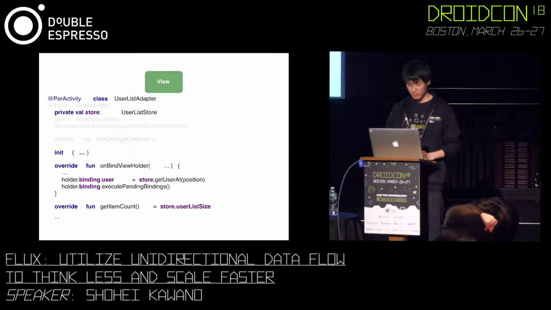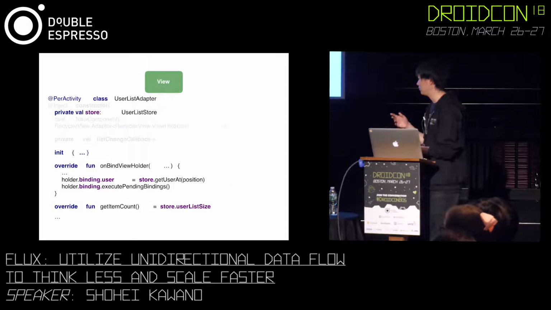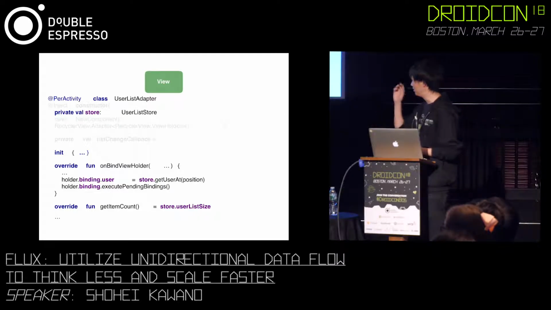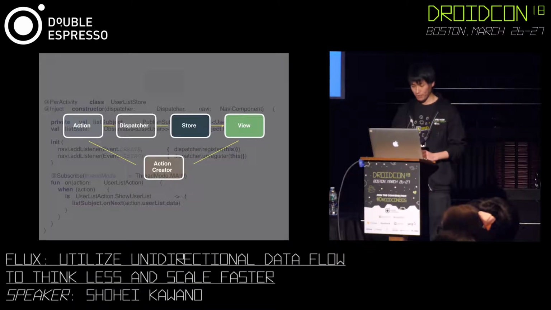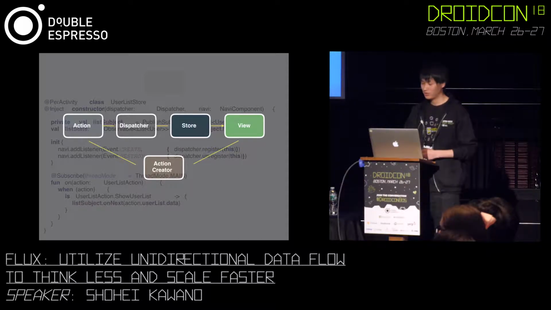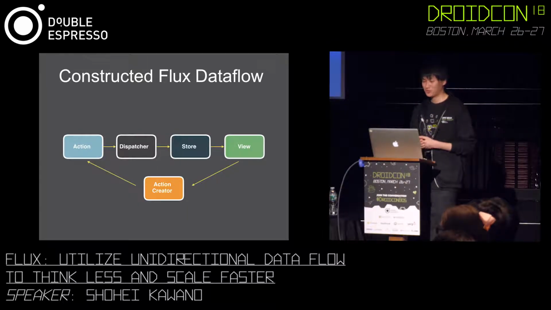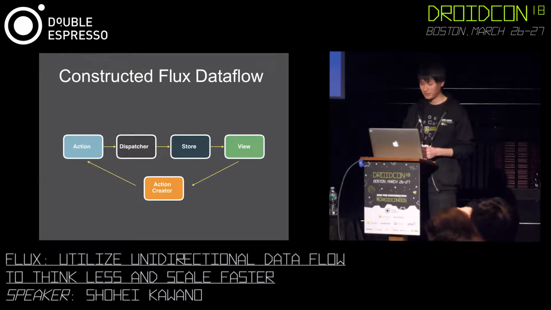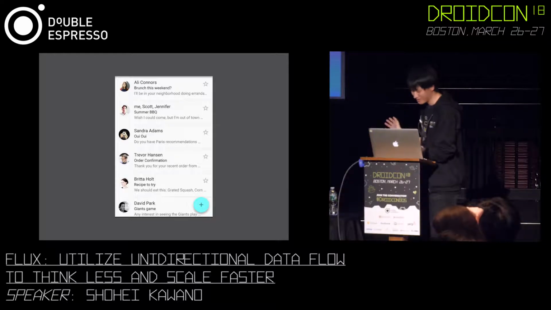And then the rest is normal, just like recyclable adapter. The get item count, on-bind view holder, and you override those things, and everything's fine. And finally, from store to view, it's already done. So finally, the Flux data flow is constructed, and we see a list of users.